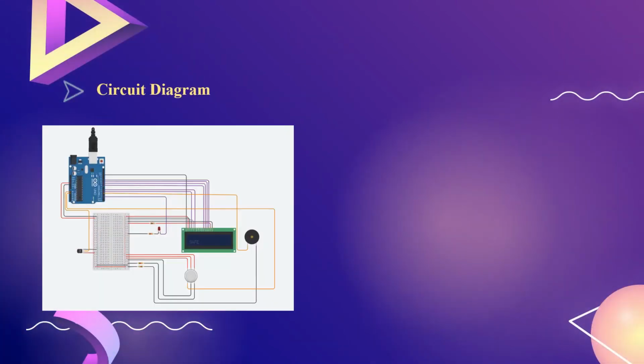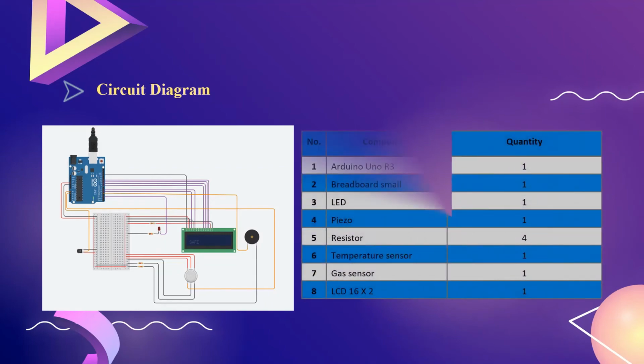Next, I'm going to talk about the circuit diagram. This is our circuit diagram, and this is our list of components that we use in this project. The first one is Arduino Uno R3, and then a small breadboard, and then one LED, and then one buzzer, and then we use 4 units of 1 kilo ohm resistor, and then we use a temperature sensor to detect fire, and then a gas sensor to detect smoke.